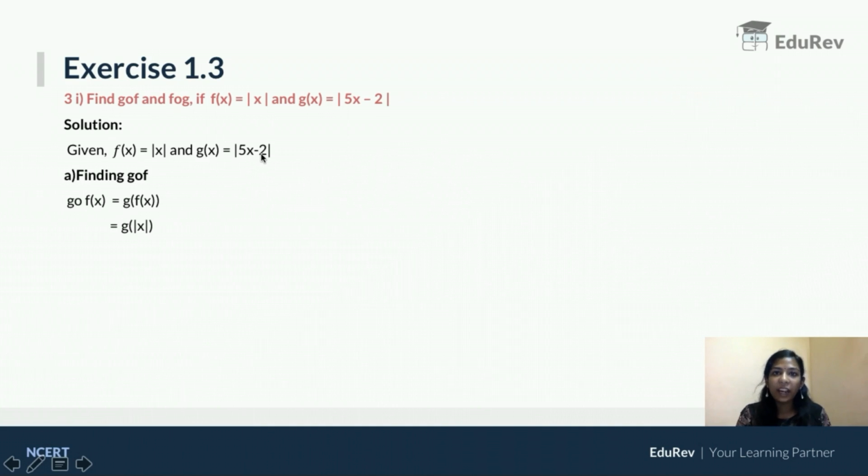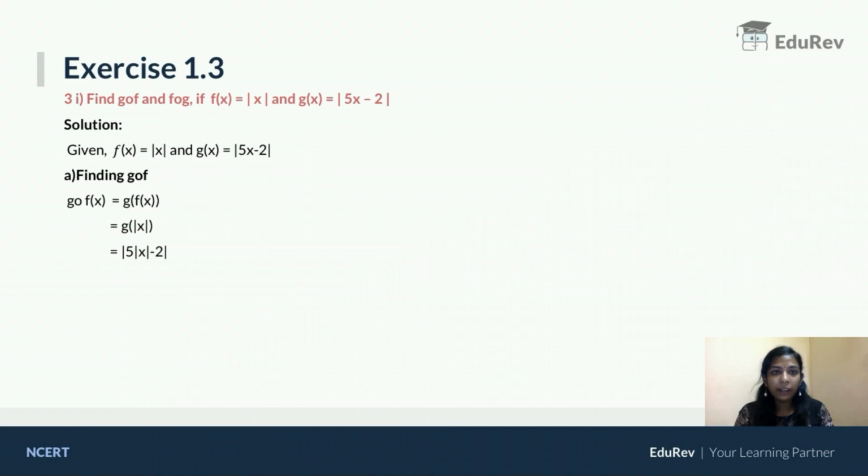See, g of y means what will you write? Mod of 5y minus 2. So whatever is there inside the g, that you will be writing in the place of x. So that is mod of 5 mod x minus 2. That will be your answer for g circle f of x.